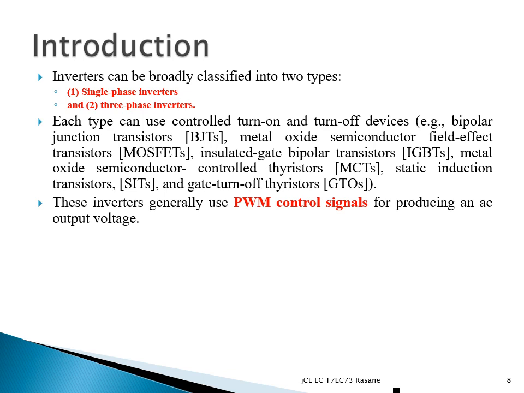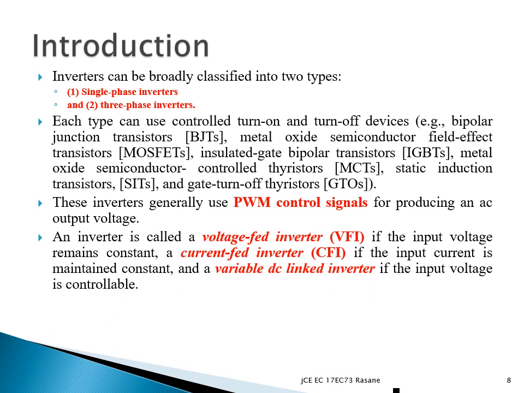These inverters generally use PWM control signals for producing an AC voltage. So an inverter basically could be called by different names. One is the voltage fed inverter. When you look at the voltage fed inverter, we also call it VFI if the input voltage is said to be constant. If the input current is maintained constant, then we call it current fed inverter or CFI. And there's one more inverter called variable DC linked inverter, where the input voltage is controllable. It is not fixed.